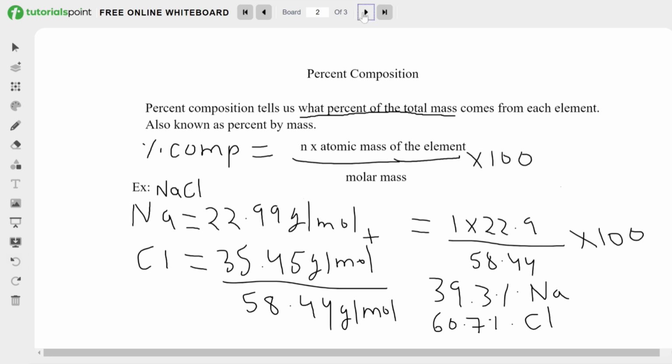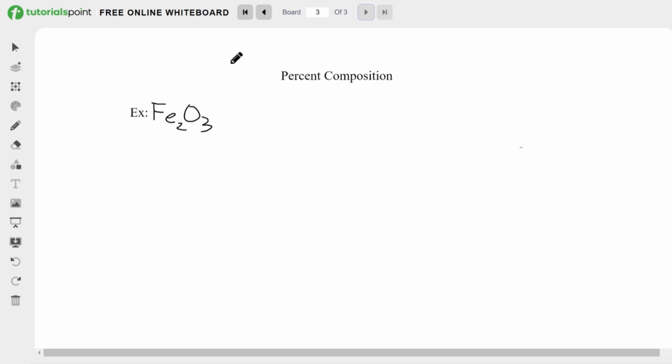Our next example here is Fe2O3, which is iron(III) oxide. So to find the percent composition of this, we can definitely see it's going to be a little different. So let's start with Fe. We're going to find our atomic mass of Fe. As you can see, there's a subscript of 2 at the bottom of iron, Fe. So we're going to multiply that 2 times the atomic mass of iron, which is 55.85 grams per mole.